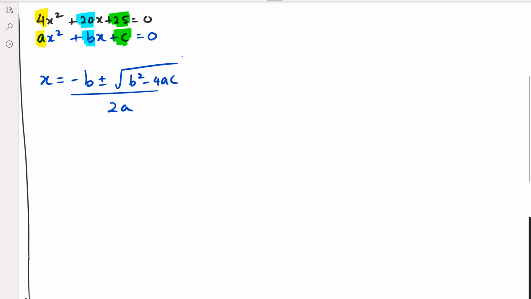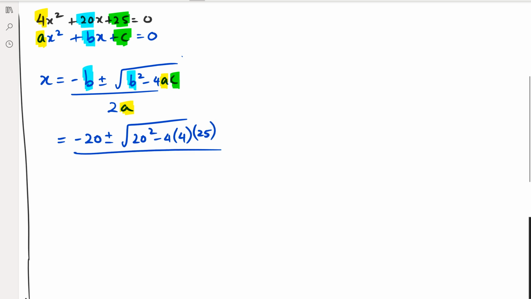Okay, hopefully you guys can see that. So that's where the c value is going to go. The b value gets substituted there, and of course the a value gets substituted there and there. So then what we have is negative b, so it's going to be negative 20 plus or minus the square root of 20 squared minus 4 times 4 times 25, and it's divided by 2 times a, which is 2 times 4, and that's where we are at right now.